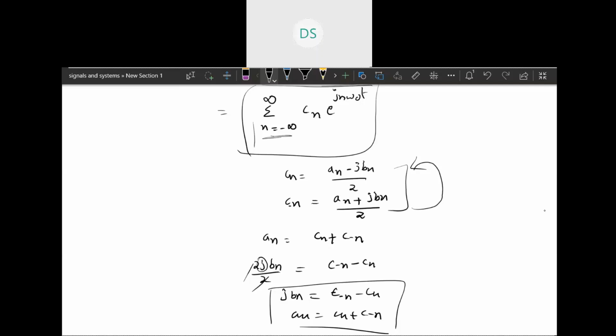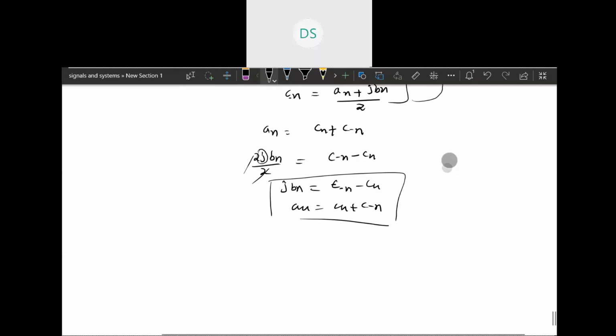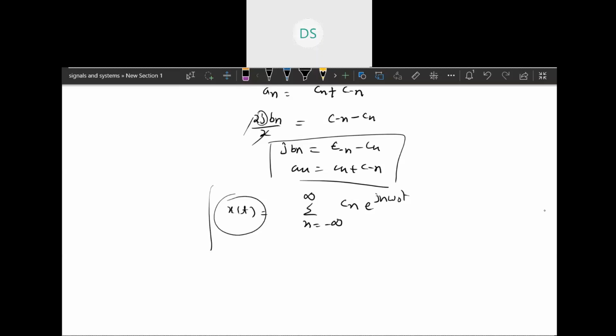Finally, what I want to say is, exponential Fourier series: any signal can be represented in exponential Fourier series components, where x of t is equal to sigma n is equal to minus infinity to infinity Cn e power jn omega naught t. Sorry, not e power minus jn, it is plus. Okay, so this is your exponential Fourier series.